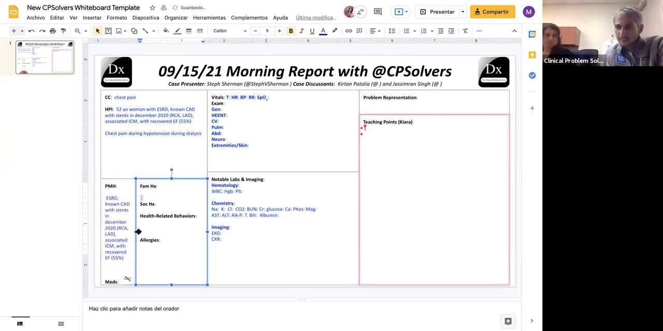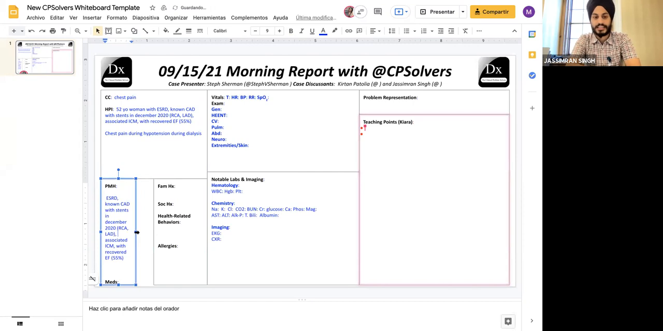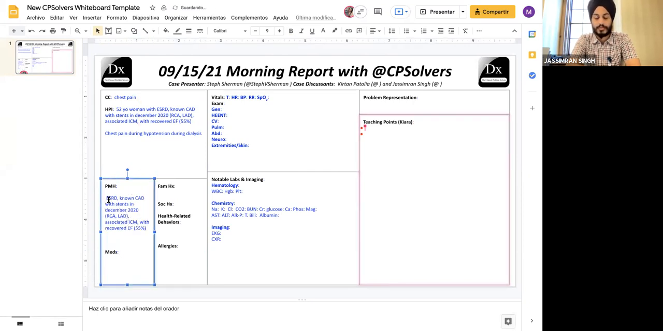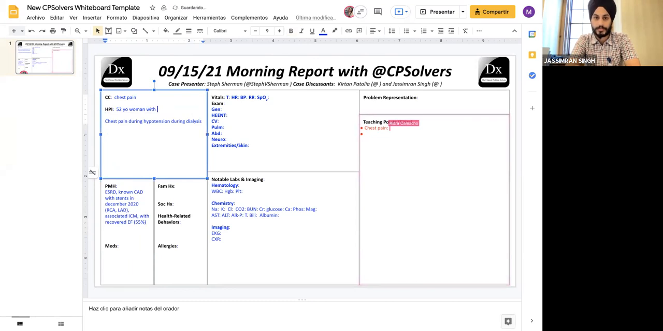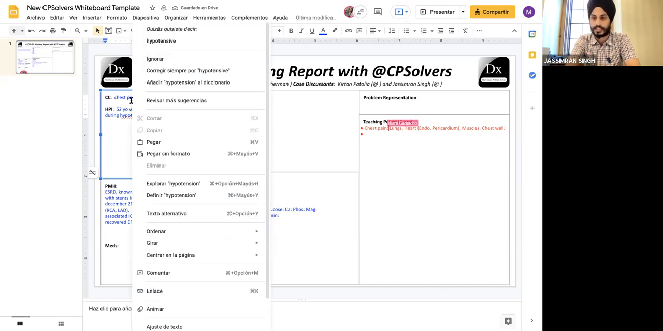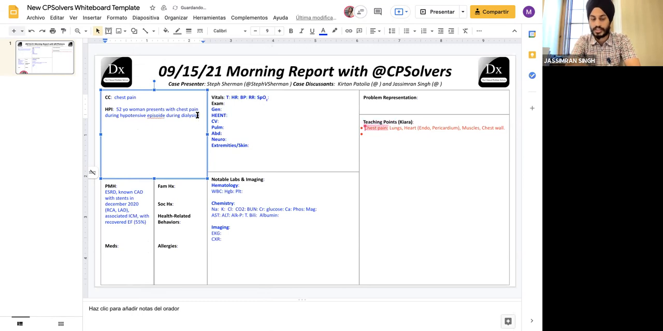Jess Simran, do you want to get us started and just share your thoughts about what we've heard so far? Okay. So I think this is the case of chest pain. Whenever we think of chest pain, we go by the anatomy. We have the lungs, the heart, pleura, pericardium, the muscles and all the chest wall. It could be the pain related to chest wall as well. But as you said, this patient has end-stage renal disease, and also had previous history of right coronary artery disease and stenting.